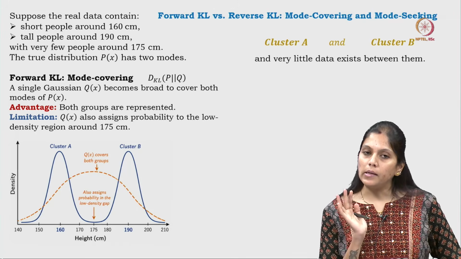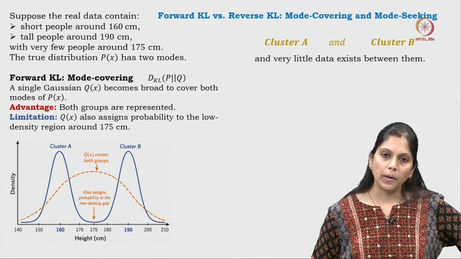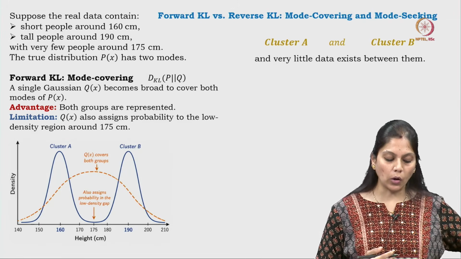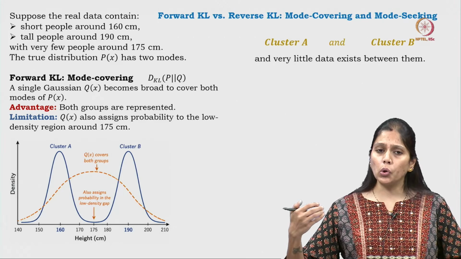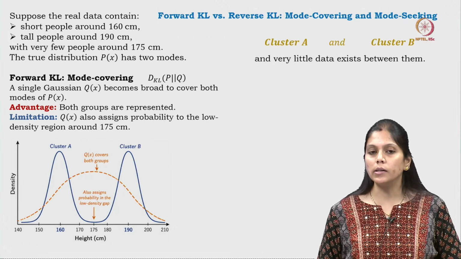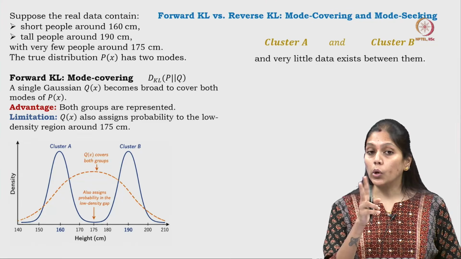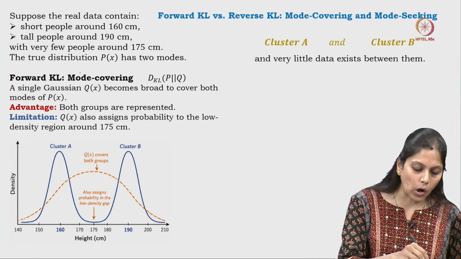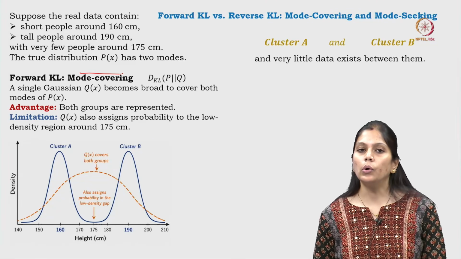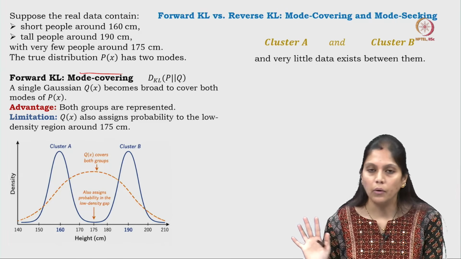So a single Gaussian Q of X becomes broad so that it covers both the regions. Now, if this is the case, what is going to happen? Can you imagine, if we spread Q so that it has to cover both regions, because your aim is that it has to cover both? That is why it is called mode covering. So both the groups are represented, very good.